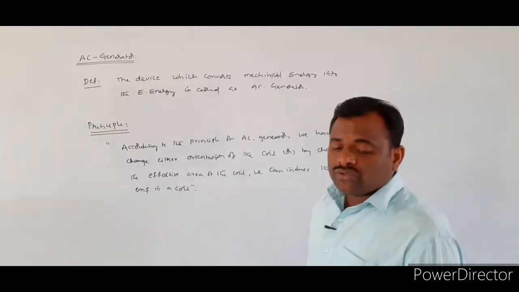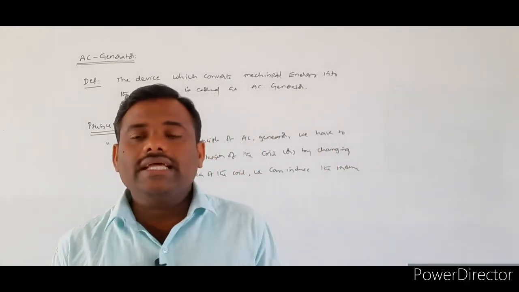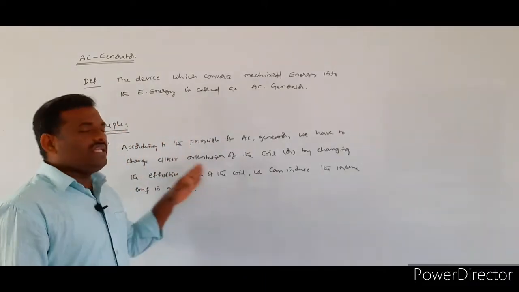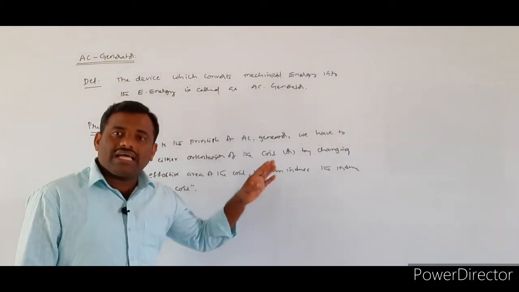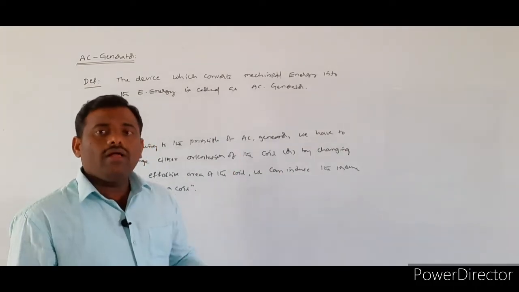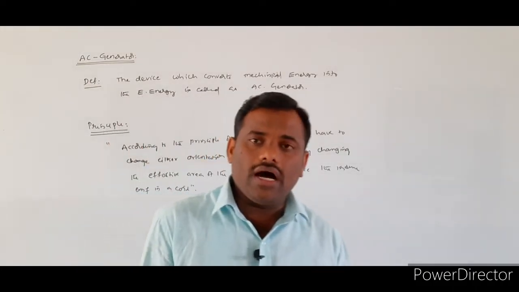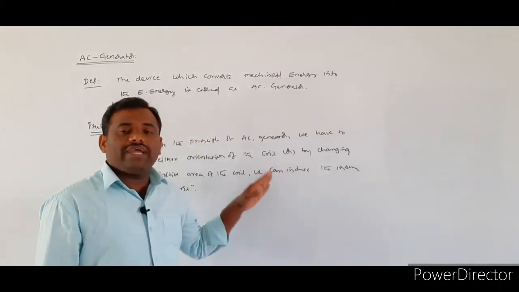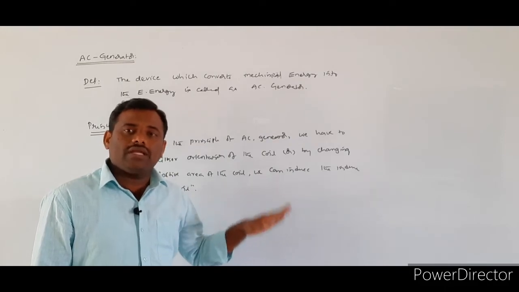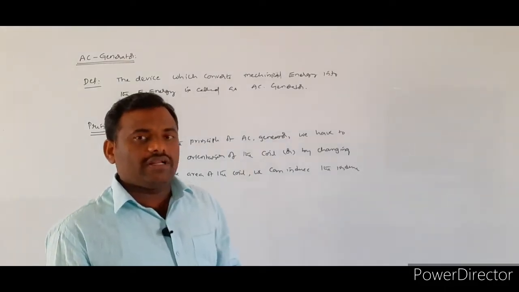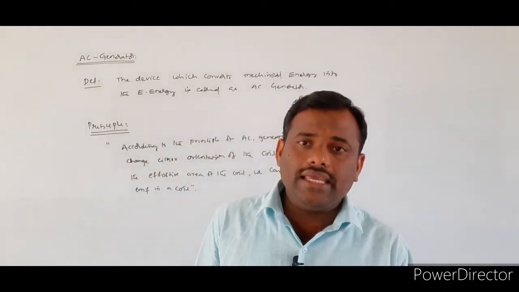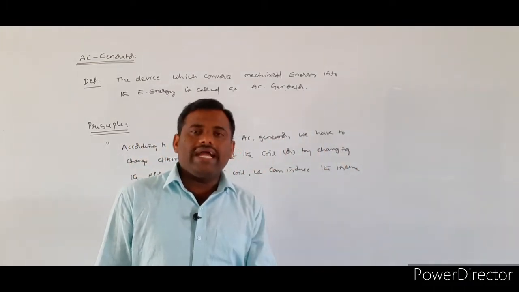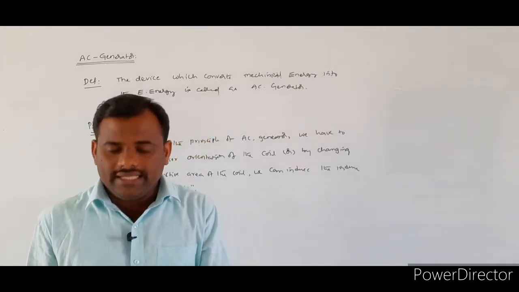According to the principle of the AC generator, either we have to change the orientation of the given coil, or we have to change the effective area of cross section of the given coil for producing the induced EMF in that given coil. So this is a principle required to produce the alternating current.